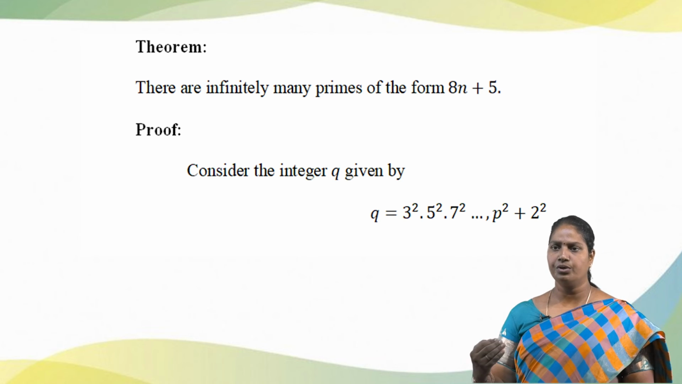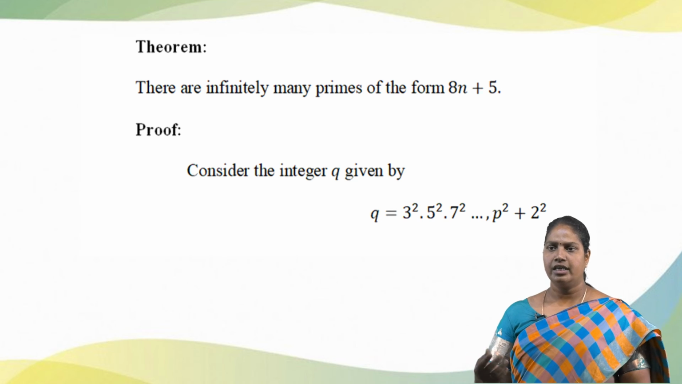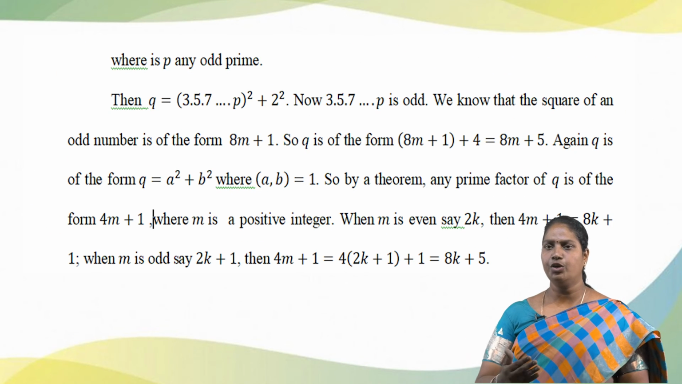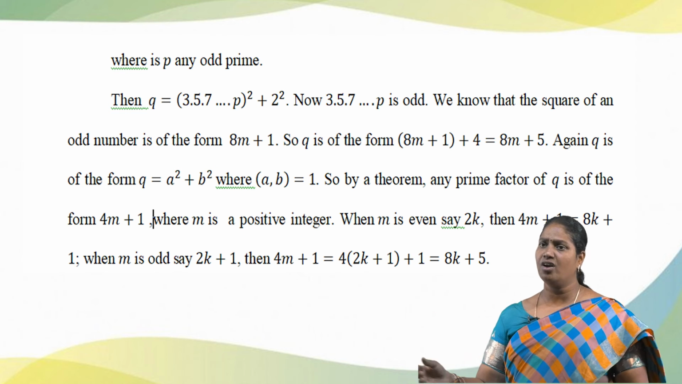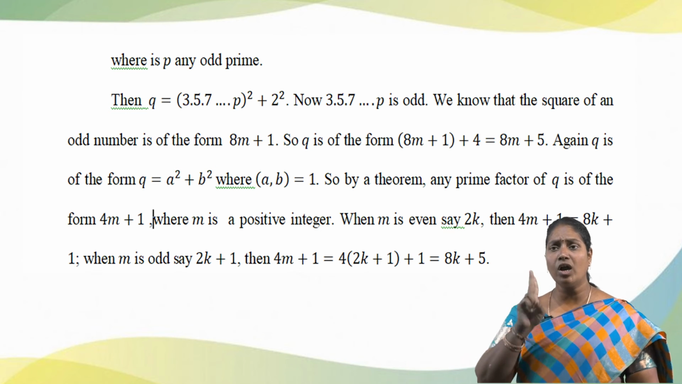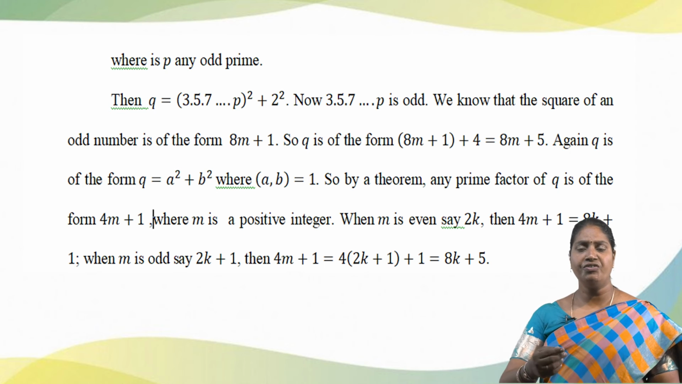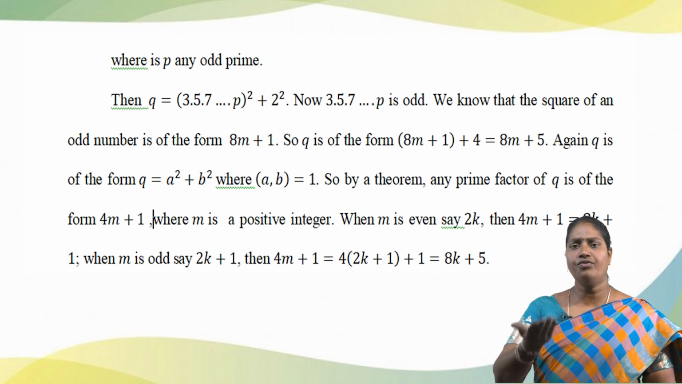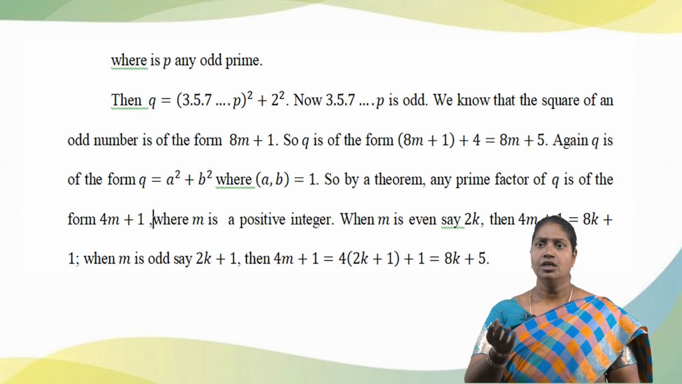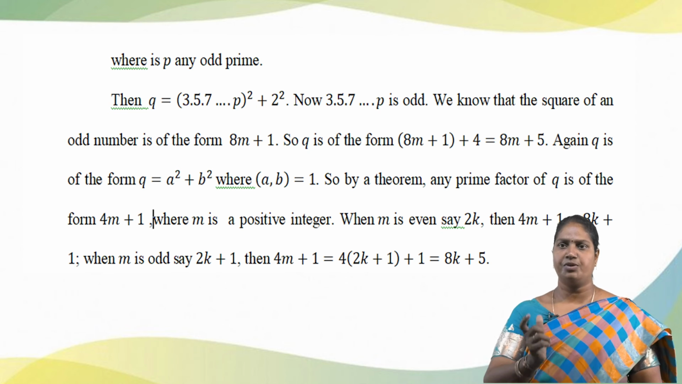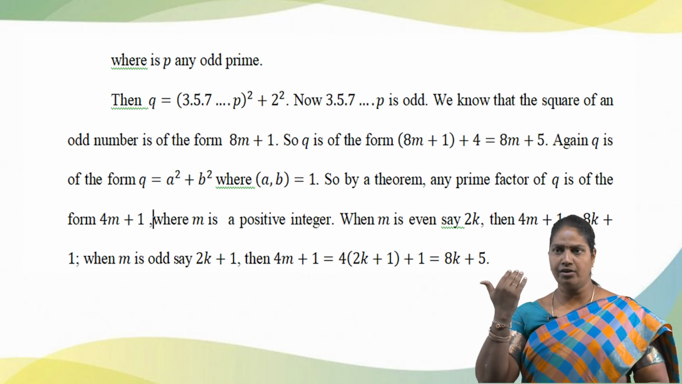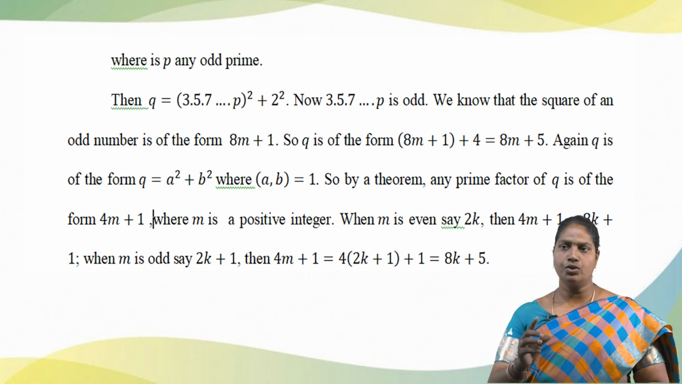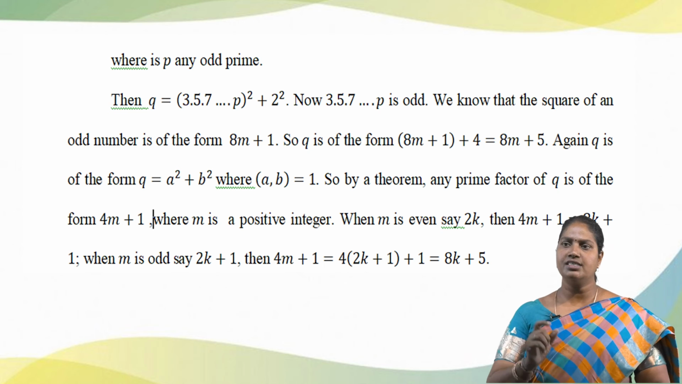Now consider the integer q given by q equal to 3 square, 5 square, 7 square and so on up to p square, plus 2 square, where p is any odd prime. That is, q is equal to the square of 3, 5, 7 up to p, plus 2 square. Now 3, 5, 7 up to p are odd numbers because we know that 2 is the only even prime number. And we will prove in the next result that the square of an odd number is of the form 8m plus 1. So q is of the form 8m plus 1 plus 2 square, which is 4, so 8m plus 5.